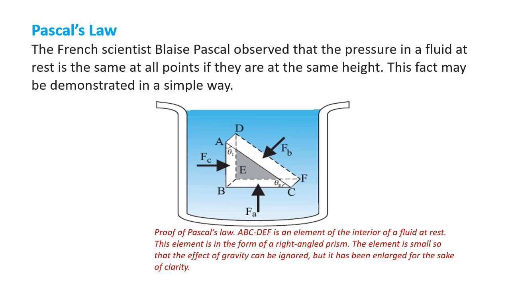As shown in the figure, consider a small element ABC, DEF in the form of a right-angled prism in the interior of a fluid at rest. The element is so small that all its parts can be assumed to be at same depth from the liquid surface, and therefore the effect of gravity is same for all of its points.